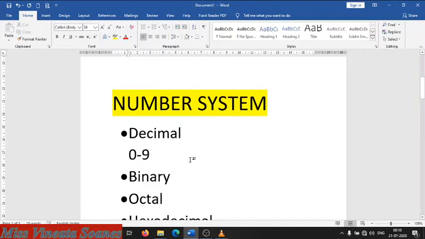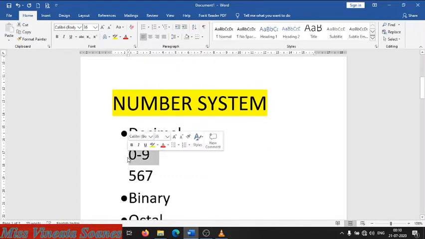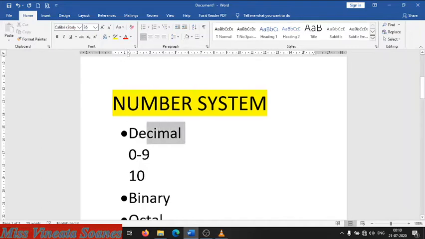What I mean is that it doesn't mean that we use a single digit of 0 to 9. Suppose I take 567. I'm using 5, which is in this range, 0 to 9. I'm using 6, which is in this range again, and 7, which is in this range again. So all the numbers that we are using fall under this range, 0 to 9. And if you count all these digits, that makes it 10 digits, and that is the base of this particular number system, and that is decimal, because we have 10 digits.